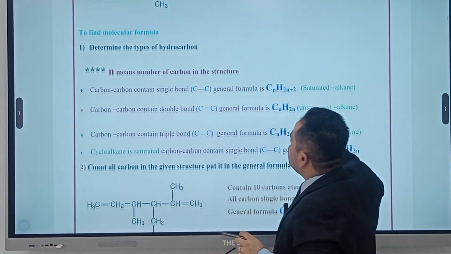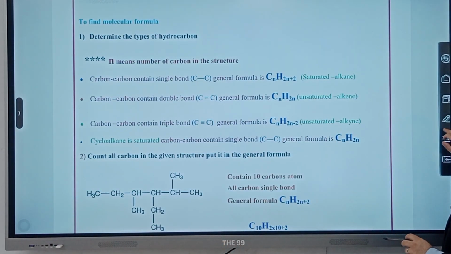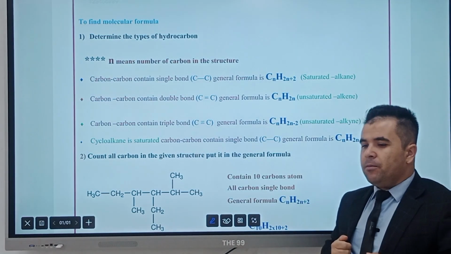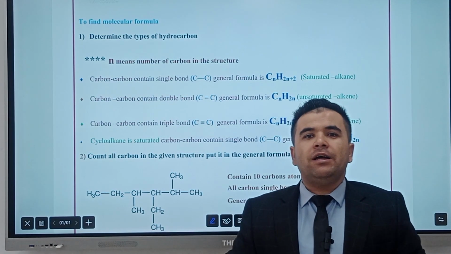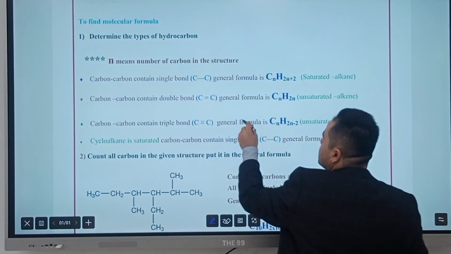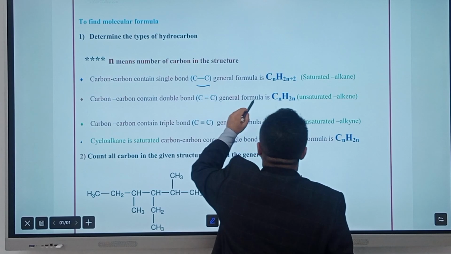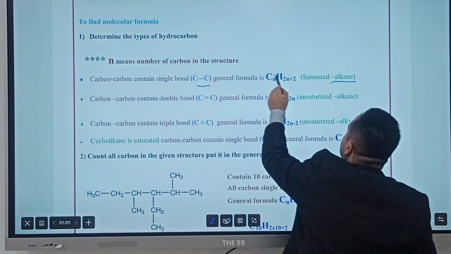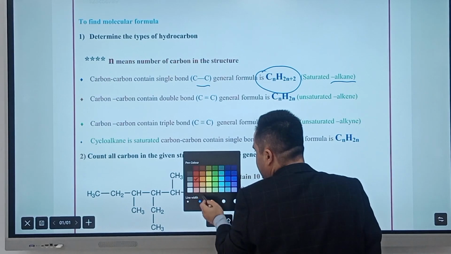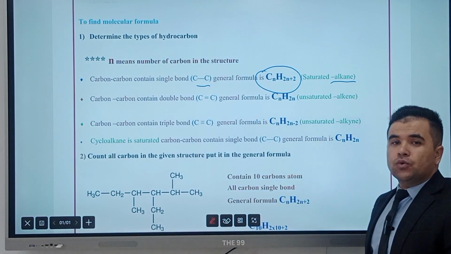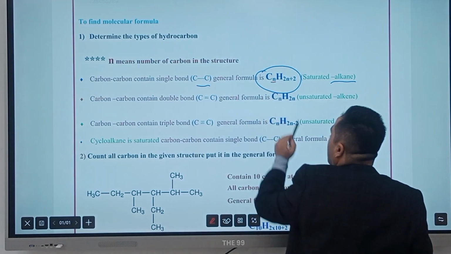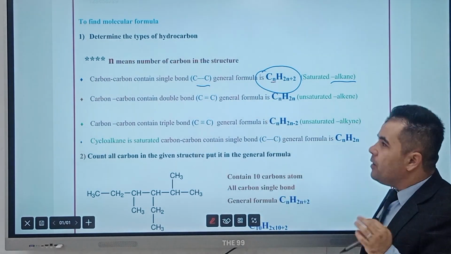To find the molecular formula, guys, it may be asked in the exam. We have the general formula for all of the alkanes. If it's single bonds, the alkane, saturated, the formula is CnH2n+2, and n is the number of carbons.